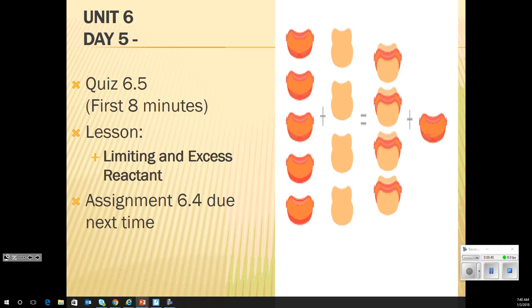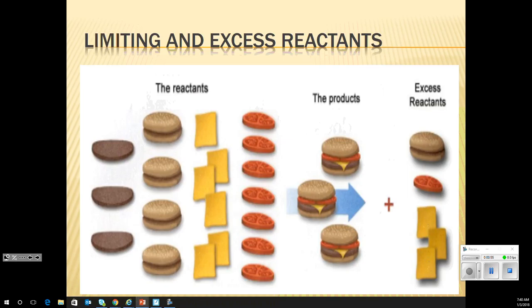Okay. So if you get your notes out, we're going to finish the notes really quickly. And we're going to start with limiting and excess reagents. That's what the lab is about today. So we're going to do a really quick lecture up front, and then we're going to go into the lab. So go ahead and grab that out so we can talk and get that done.